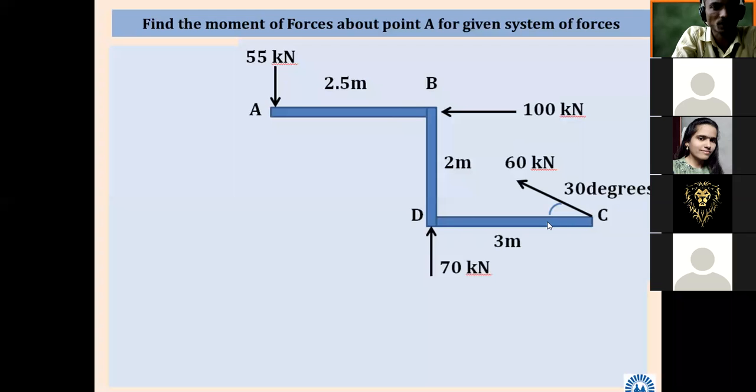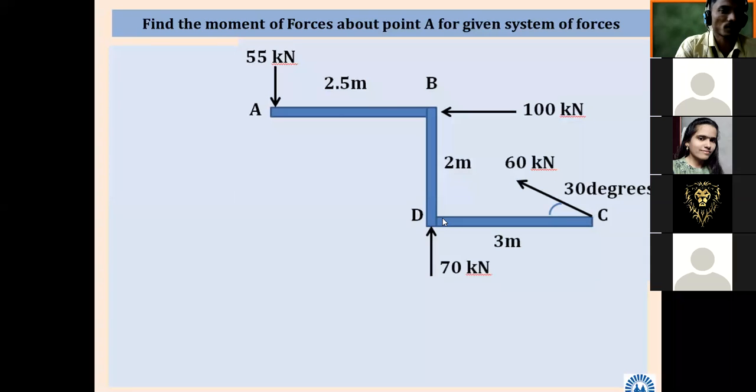D, and C. My first question: how many forces are given in this system? 4. Four different forces are given. Keep in mind, 4 different forces. So I'm going to solve a little fast.